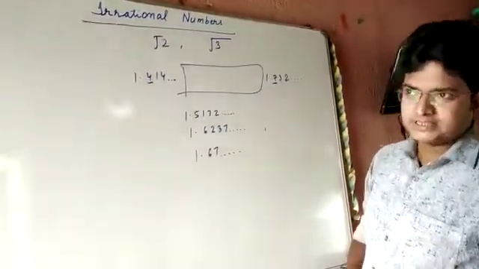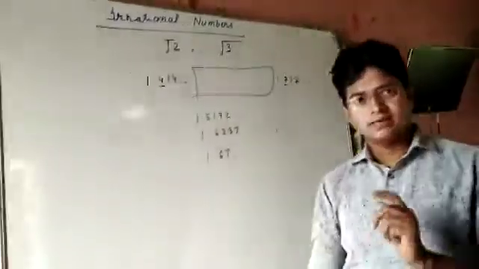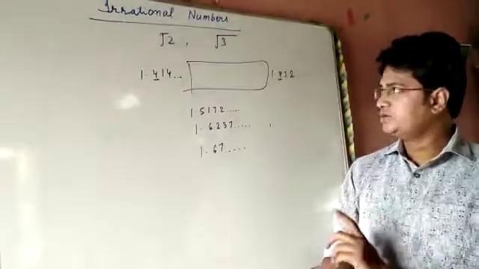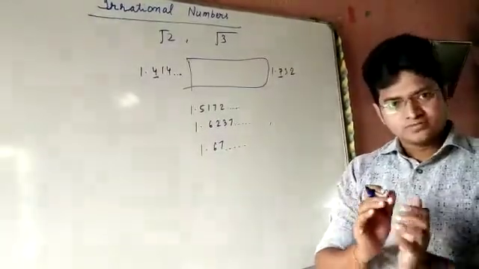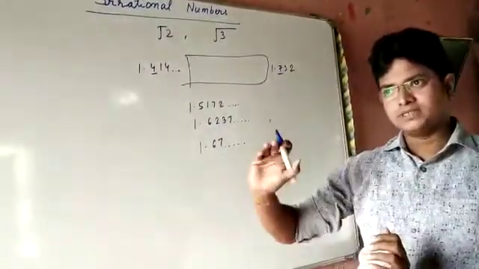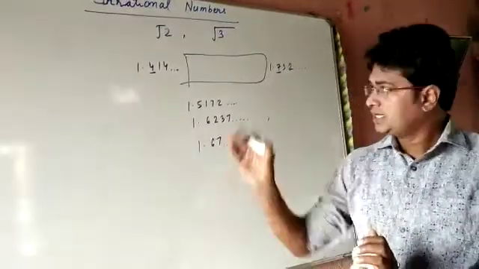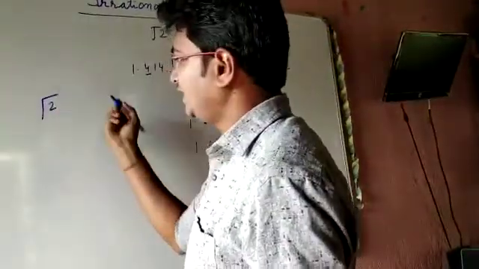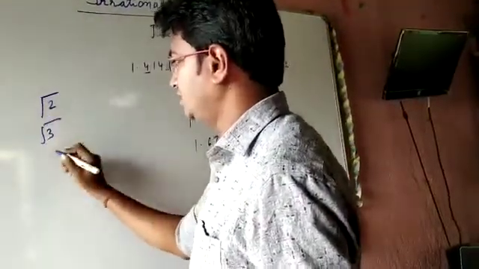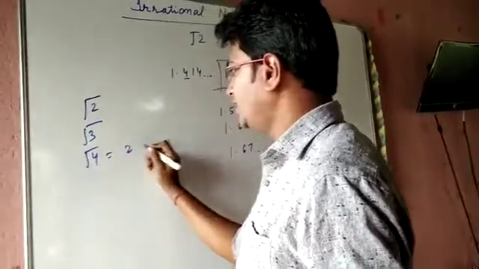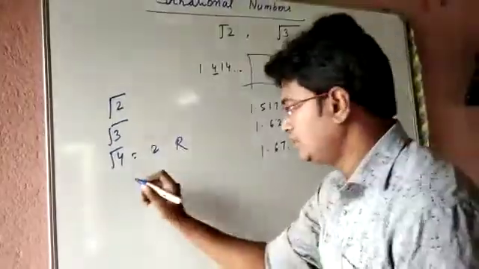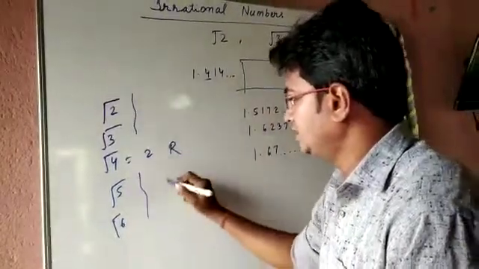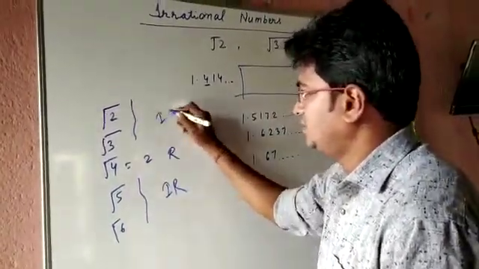So for simplicity, what you need to understand is that the numbers which are not perfect squares, and the cube roots of numbers which are not whole numbers, are said to be irrational numbers. Root 2, irrational number. Root 3, irrational number. Root 4 is 2. It comes as a rational number. Root 5, irrational number. Root 6, irrational number. So these are examples of irrational numbers.